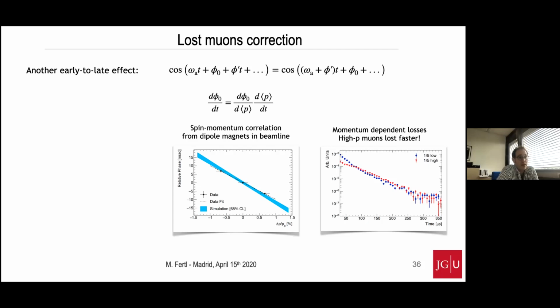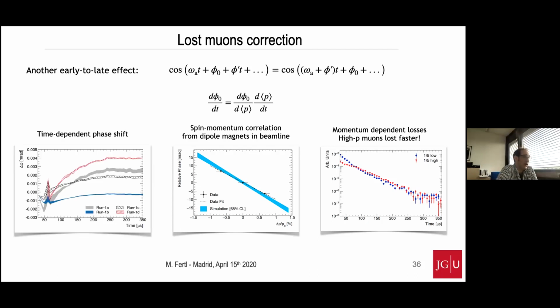You can see on the right-hand side that high momentum muons are actually lost a little bit faster than low momentum muons. And then you can combine this and obtain a time-dependent phase shift. You can see here, typically we start fitting at 30 microseconds, and up to on the order of 200 microseconds there's a continuous shift. Also this is related to the instability of the beam dynamics. But in the end, we were able to characterize this very well. And so we have to apply only a small correction of roughly 11 parts per billion with an uncertainty of 5 parts per billion.